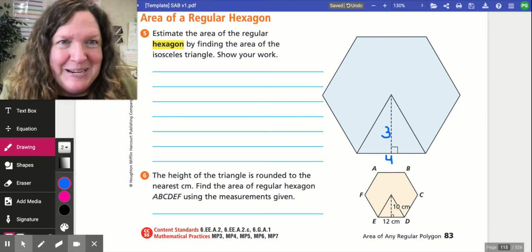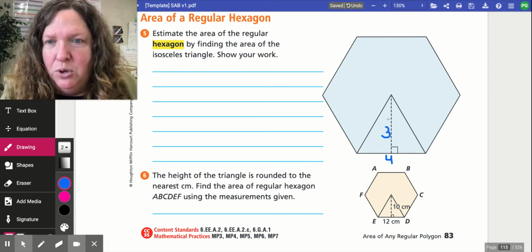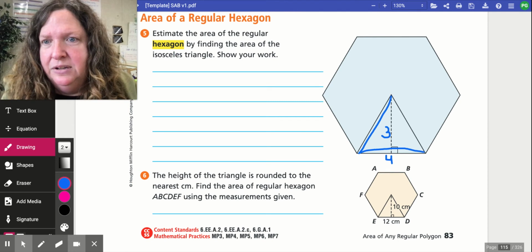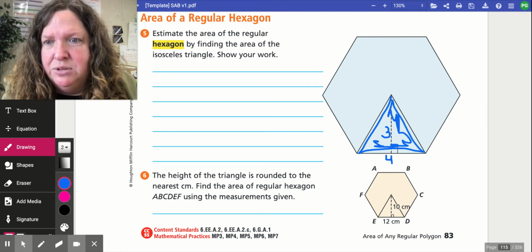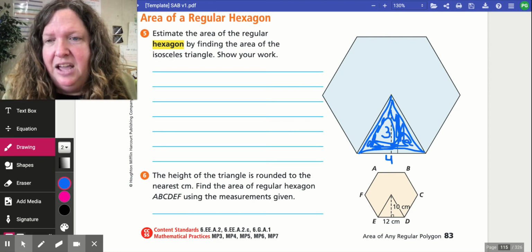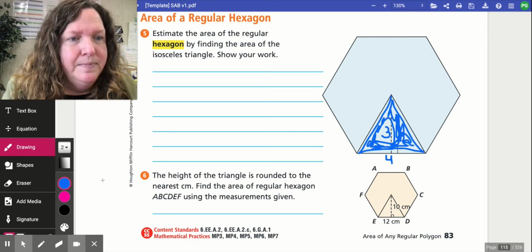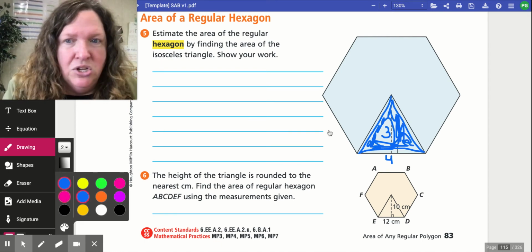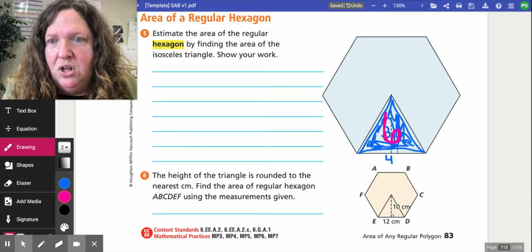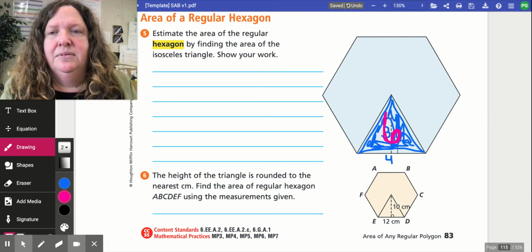Now, how are we going to find out the area of the whole thing? Well, we know this area right here, all of this, 4 times 3 is 12, but that's for a rectangle. For a triangle, we got to cut it in half. So 4 times 3 is 12. Cut in half is 6. So we know this area right here is all 6.